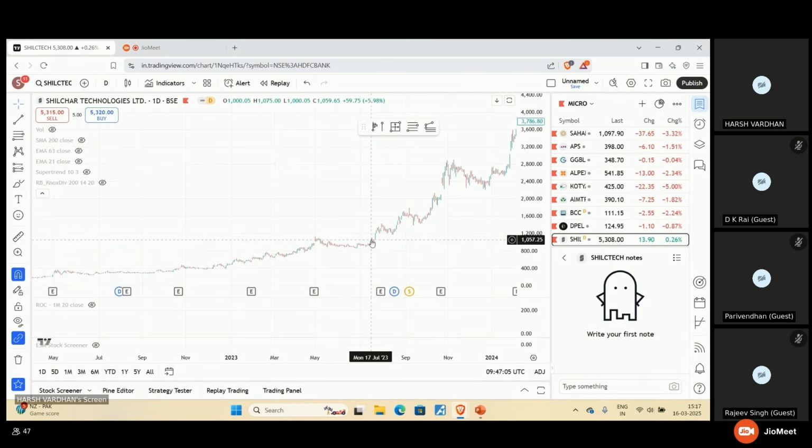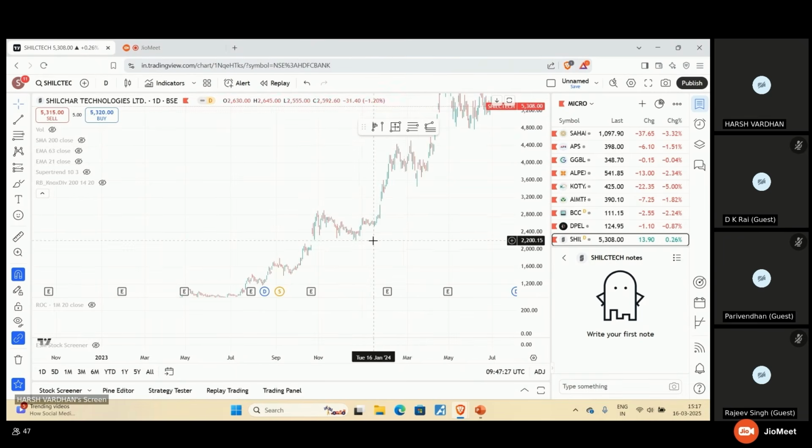Then again, you can see the best way to identify an uptrend is, first, higher highs and higher lows. For example, this is your first high, this is your first low, this is H1, this is L1, then this is the second high, this is the second low, H2 and L2, third high, third low, and so on. So there will be pullbacks.